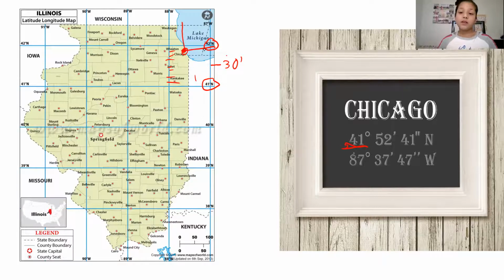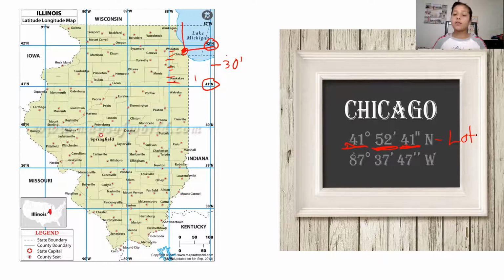The exact measurement of it would be 52 minutes. If we divide the 52-minute part into 60 equal lines, then the exact measurement which Chicago is on or past to would be 41 seconds. Okay, we finished finding the latitude. Now let's start with the longitude.